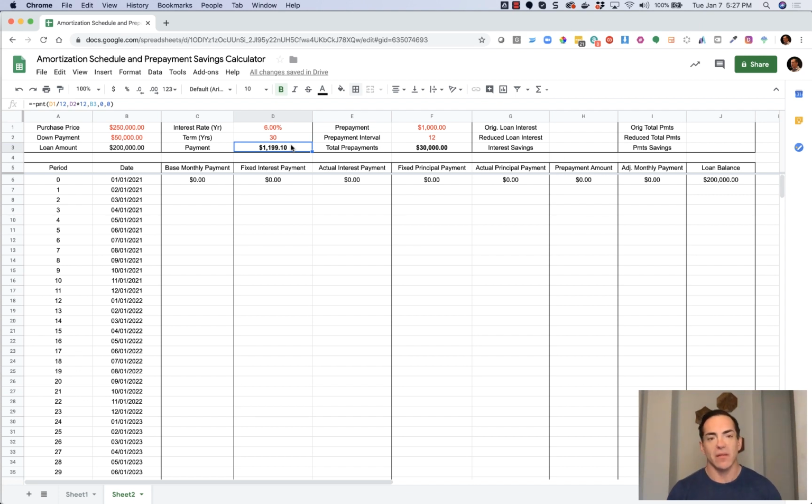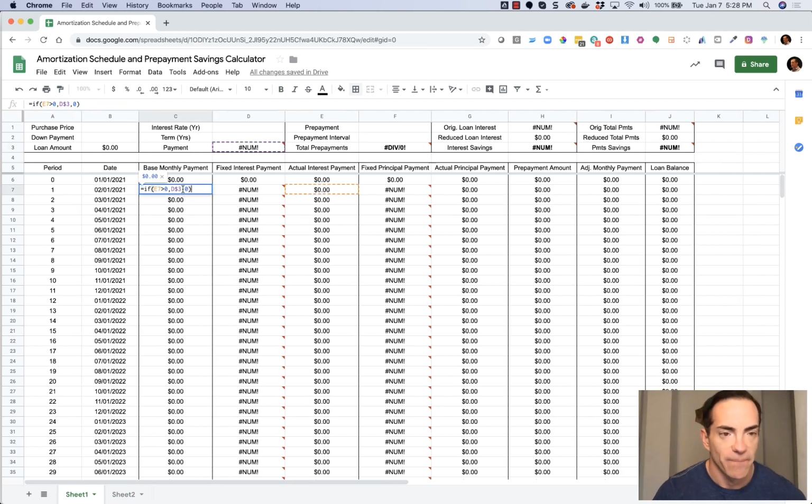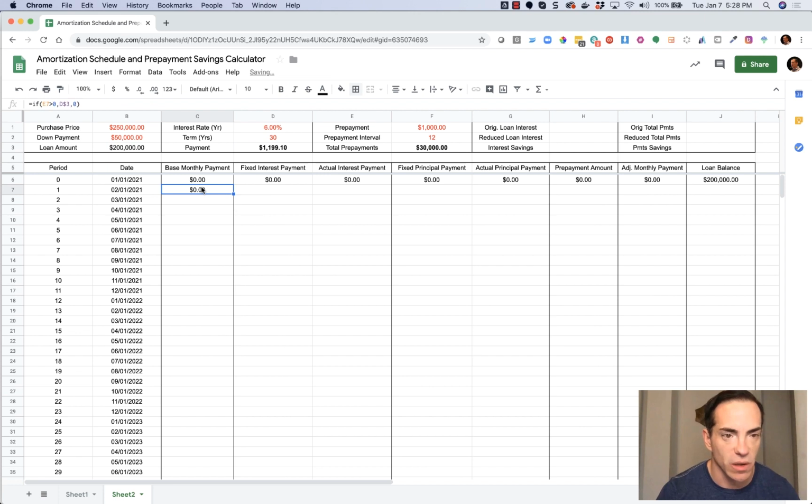But if we pay the loan off faster, eventually we're going to hit a period where the base monthly payment isn't $1,199.10, it's zero because the loan is paid off. And if the loan is paid off, then there's no payment to make, right? So we have to throw in a little bit of conditional logic in this formula, and I'll show you. I'll copy it over and I'll explain how this works.